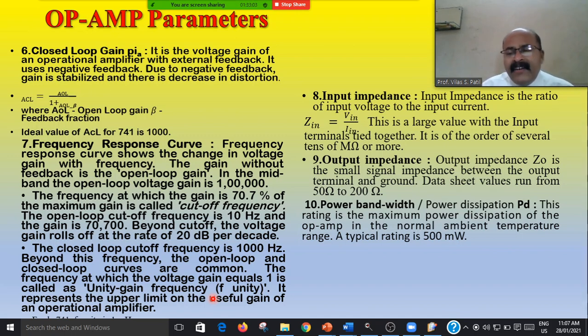Friends, first try to understand the 10 different distinct parameters of the 741 IC or operational amplifier, because the parameters are the characteristics of the operational amplifier. These parameters fix the use and role of the operational amplifier for different applications. Means, according to the parameters, the role of the operational amplifier in different applications is fixed. The applications of the op amp are according to the parameters of the operational amplifier.